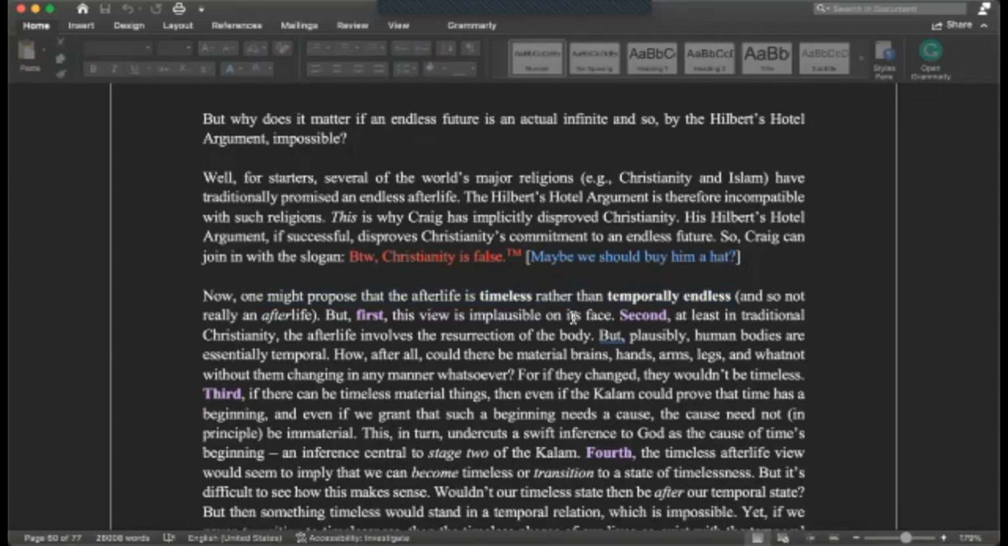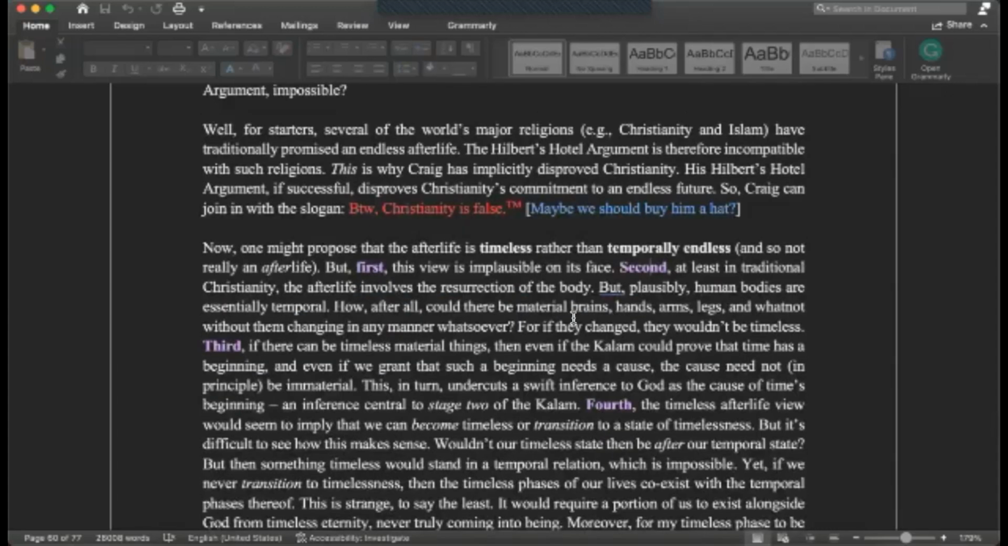The fourth response to this point about an afterlife that's timeless rather than temporally endless is that the timeless afterlife view would seem to imply that we can become timeless or transition to a state of timelessness. But that doesn't seem to make any sense, right? Wouldn't our timeless state then be after our temporal state if we're transitioning to it or becoming timeless? It just doesn't make any sense, because then something timeless would be standing in a temporal relation, which is impossible. Yet if we never transition to timelessness, if we never become timeless at the end of our lives, say, well, then the timeless phases of our lives coexist with the temporal phases thereof. And that is strange, to say the least.